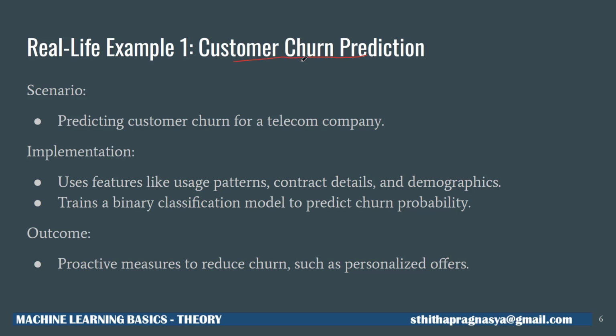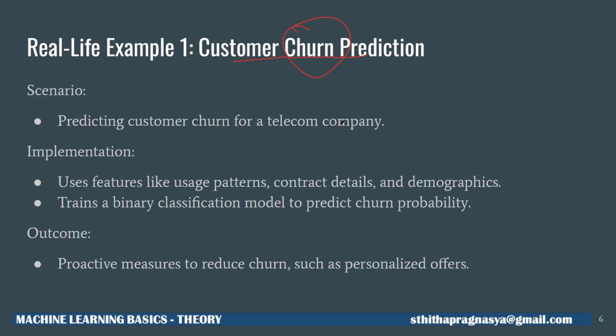Actually, this is what our first machine learning question is going to be on. Scenario is a telecom company wants to predict which customers are likely to cancel their service. That is called churn. What is churn? A customer likely to cancel some service. That is called churn, based on their usage patterns, contract details, and demographics.